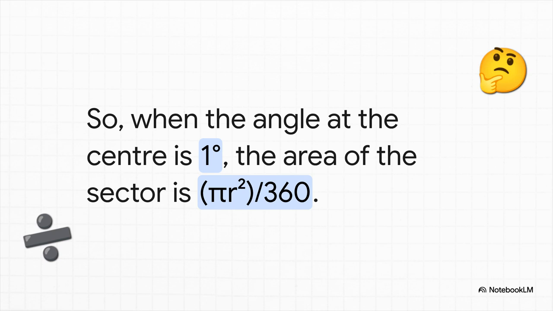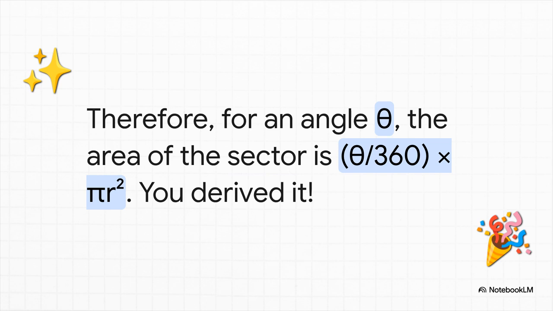If the area for a full 360 degrees is pi r squared, then what would the area for just one tiny little degree be? Exactly, it would just be the total area divided by 360. Simple. And from there, it's just one final step. If you know the area for 1 degree, then to find the area for any angle, which we'll just call theta, you just multiply. So the area of a sector is theta over 360 multiplied by pi r squared. And just like that, you figured out the formula all by yourself.